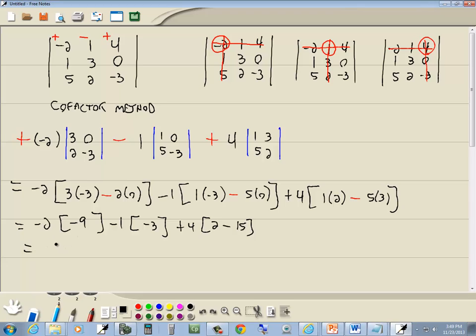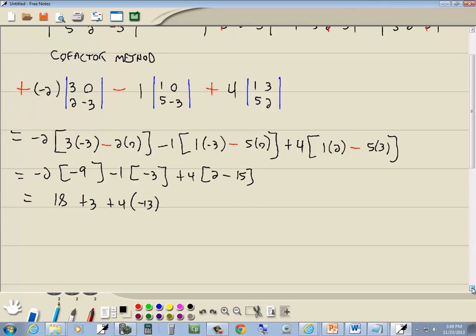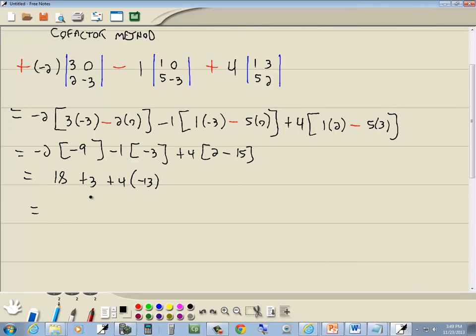Now -2 times -9 is 18. -1 times -3 is a +3. +4 times 2 minus 15 is -13. 18 plus 3 is 21 minus 52. What's this give us? -31. Yeah, -31. And that's our answer.